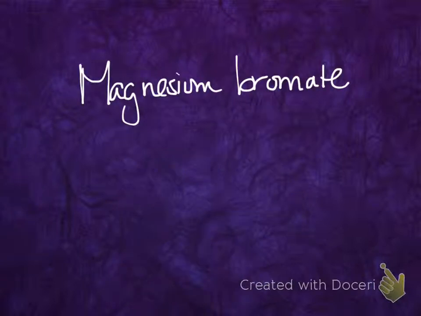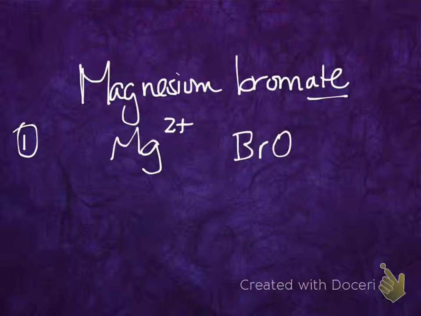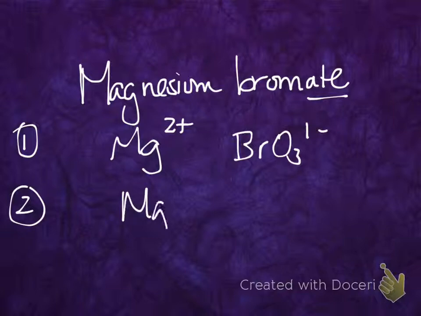Magnesium bromate. Let's talk first about one of the real obvious traps here. This is magnesium bromate. It is different than magnesium bromide. Watch your endings. First step, write your ions. Magnesium is Mg2 plus. The bromate ion is BrO3 1 minus.